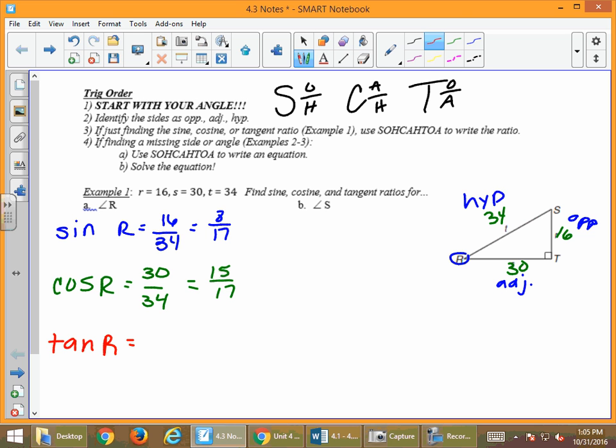Okay. Now we have to find the tangent. What's the ratio for tangent? What over what? Opposite over adjacent. Well, what's our opposite side? What's our adjacent side? And then what does that simplify down to? It doesn't.